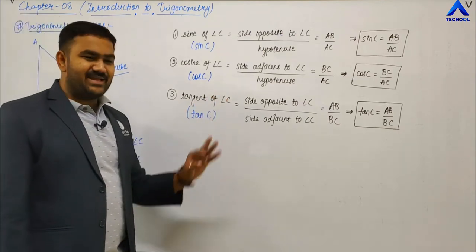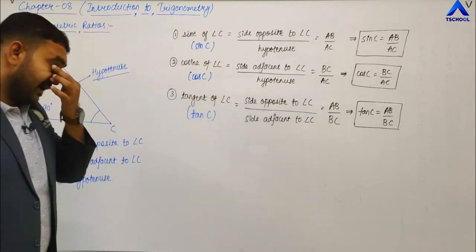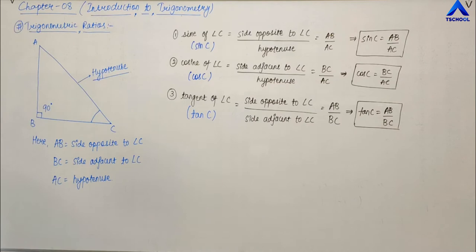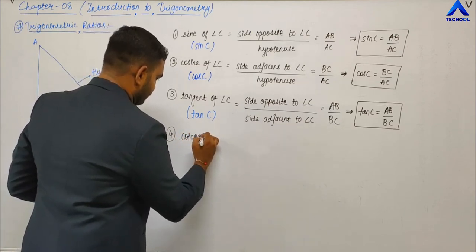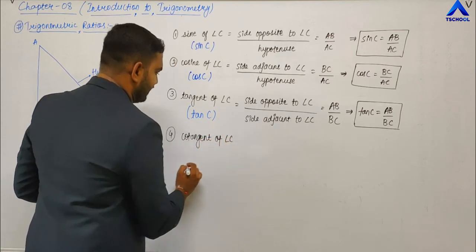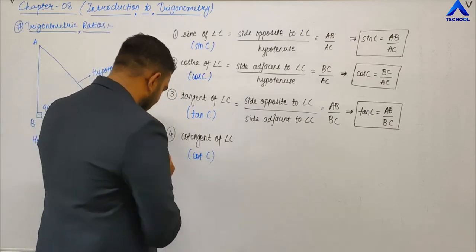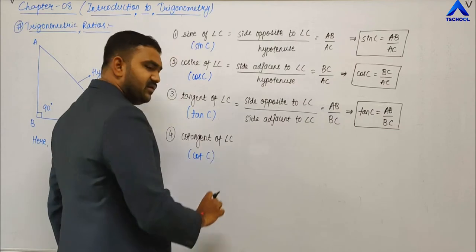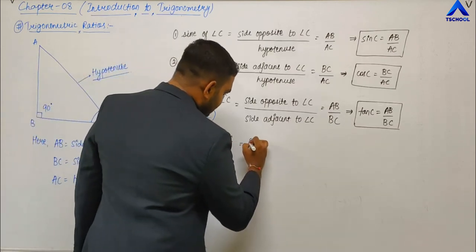Now the third one is tangent of angle C. Tangent, that means tan C, is side opposite to angle C upon side adjacent to angle C, which is given by AB upon BC. Right, so these are the three basic ratios. Now we are going to see the fourth one, that is cotangent. Cotangent of angle C, in short written as cot C. This ratio, friends, cotangent of angle C, is exactly the inverse of the tangent of angle C, that is side.